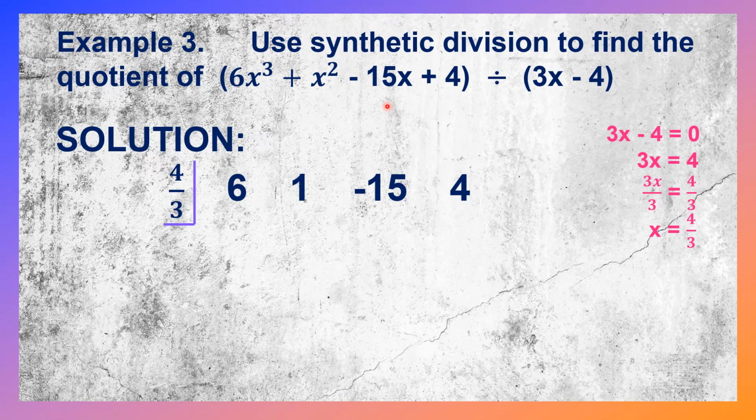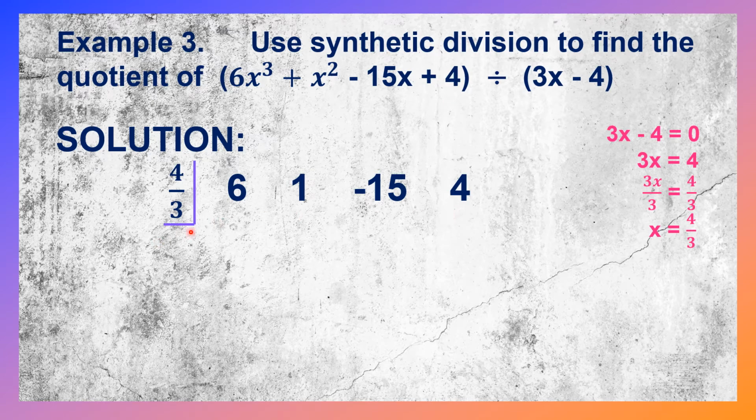So for the solution, we write the numerical coefficient of each term. So we have 6, positive 1, negative 15, and positive 4.